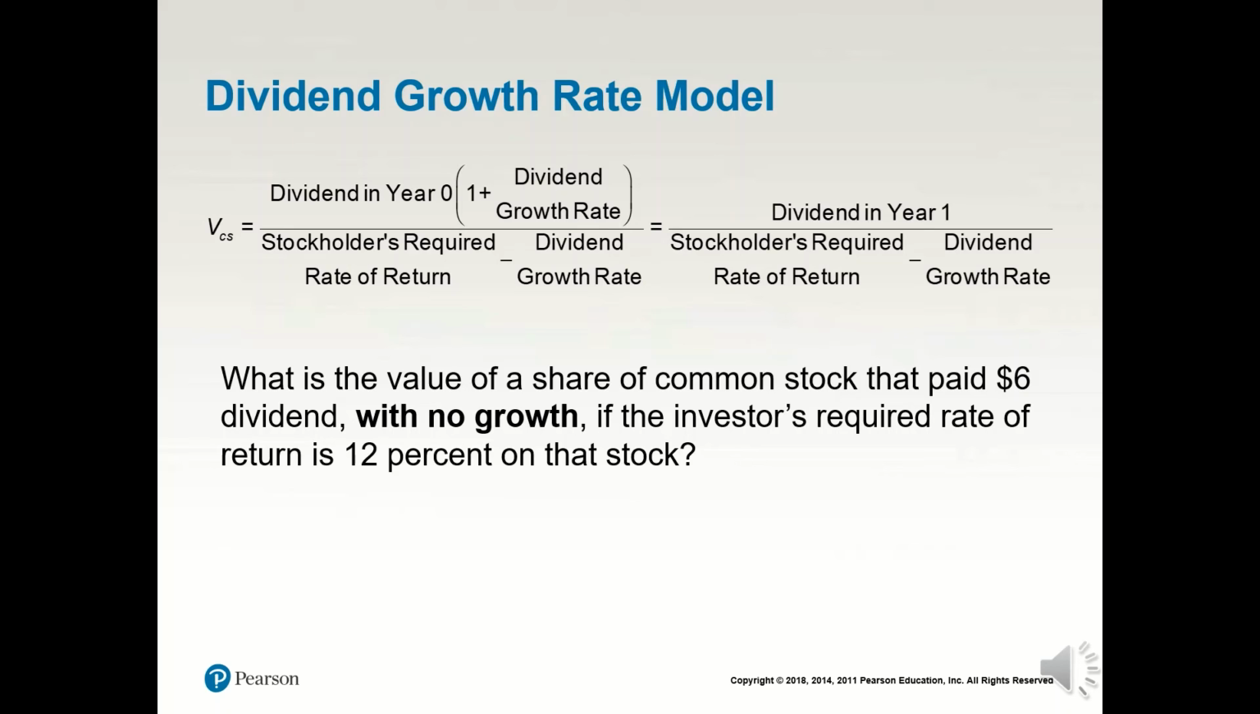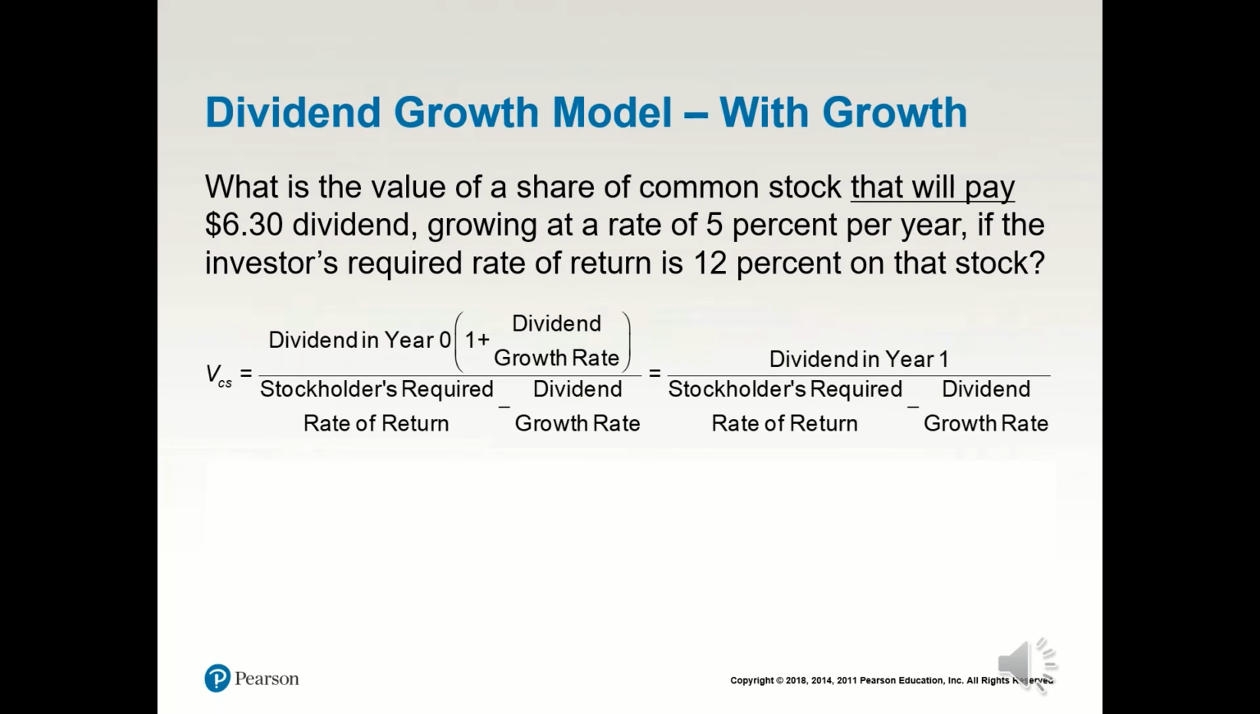First of all, let's look at an example of a company that has no growth planned for their dividends. What is the value of a share of common stock that paid $6 dividend with no growth if the investor's required rate of return is 12% on that stock? Because there's no growth, we only need to concentrate on 2 of the variables, our dividend, which is $6, divided by our stockholders' required rate of return, which is 12%. With this valuation method, our stock is valued at $50.